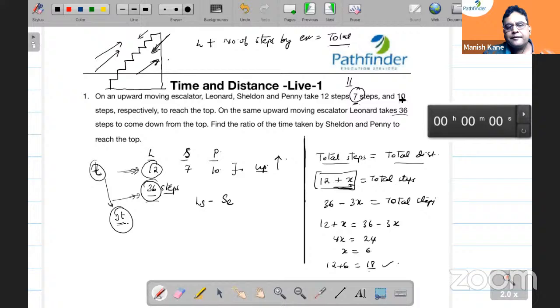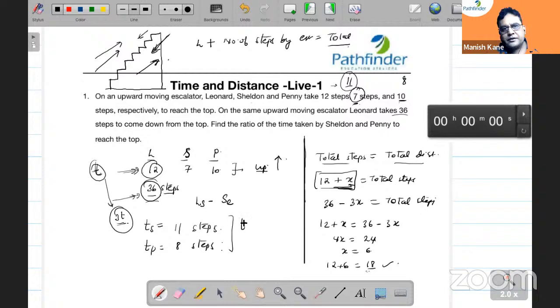Similarly, Penny walks 10 steps when she completes the distance. The total distance is 18 steps. So the escalator must have moved 8 steps. So basically, the time taken by Sheldon is the same as time taken by escalator to move 11 steps. Time of Sheldon is time taken by escalator to cover 11 steps. And time required by Penny is the time taken by the escalator to move 8 steps.